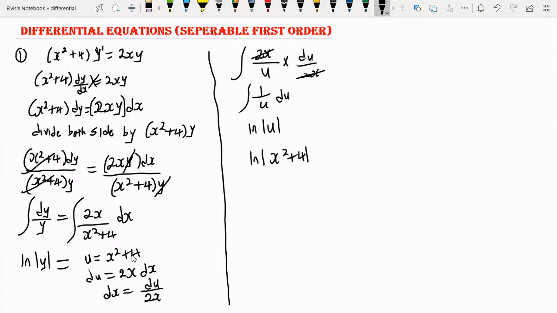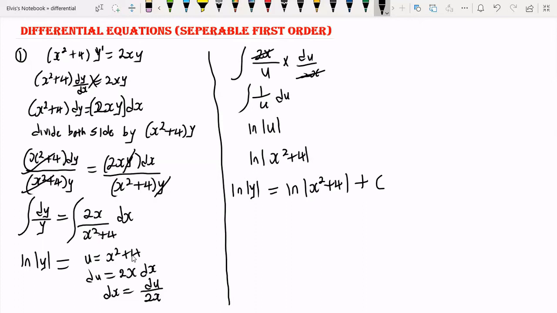So we now have to write this. This is going to be ln of the absolute value of y. So the value on the left side is equal to ln of the absolute value of s squared plus 4. So this is the value on the right side. So guys, we need to introduce the constant c, okay? So we're going to introduce the constant c on the right side. So we're going to say plus c, okay?